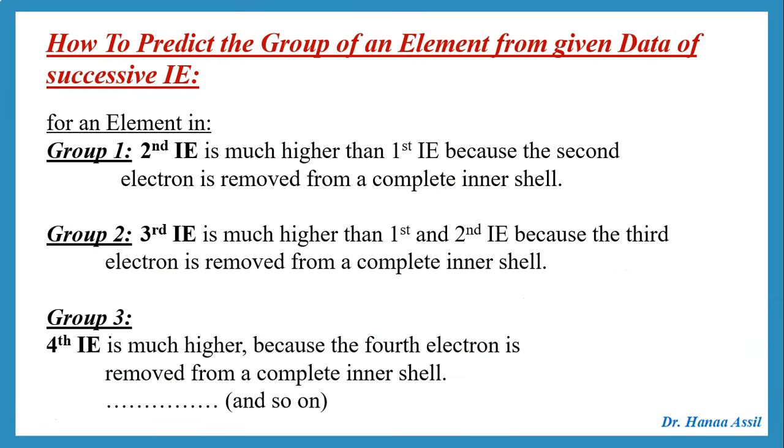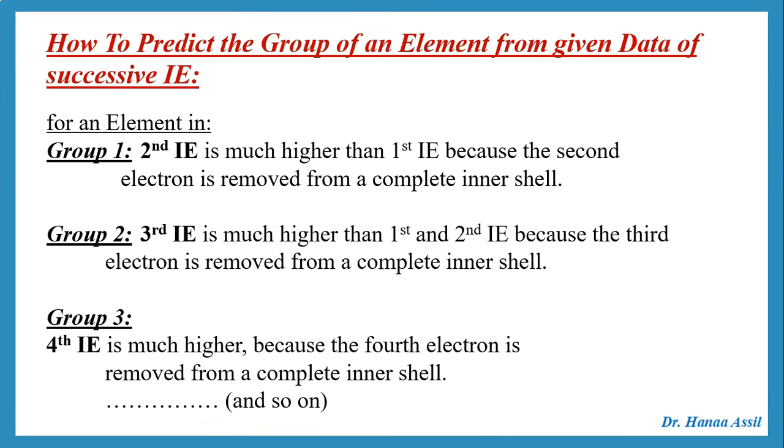So how do we predict the group of an element from a given set of data for successive ionization energies? Well, if I'm talking about group 1, the first ionization energy is a certain amount. But once I go into the second ionization energy, then I'm going into an inner shell that is closer to the nucleus. So there is a huge jump from the first ionization energy to the second. Then I know that this element was in group 1.